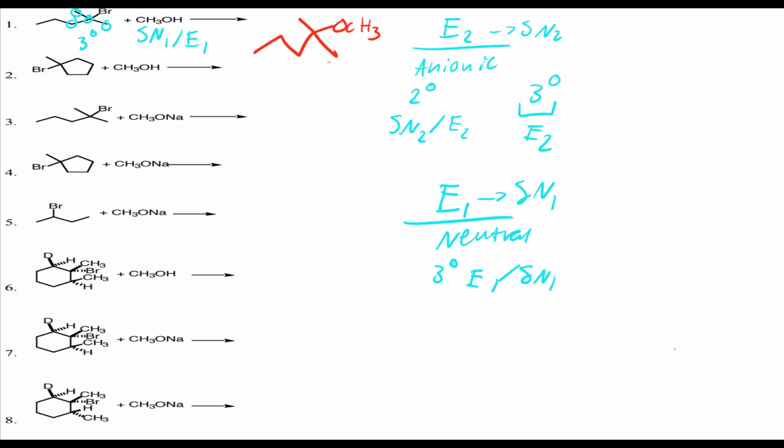Okay, so that's what you should be seeing in an SN1, which is a multi-step reaction. And there was no inversion because this is an achiral molecule. Okay, moving on. What about the second one? Is it SN1, SN2, E1, E2?